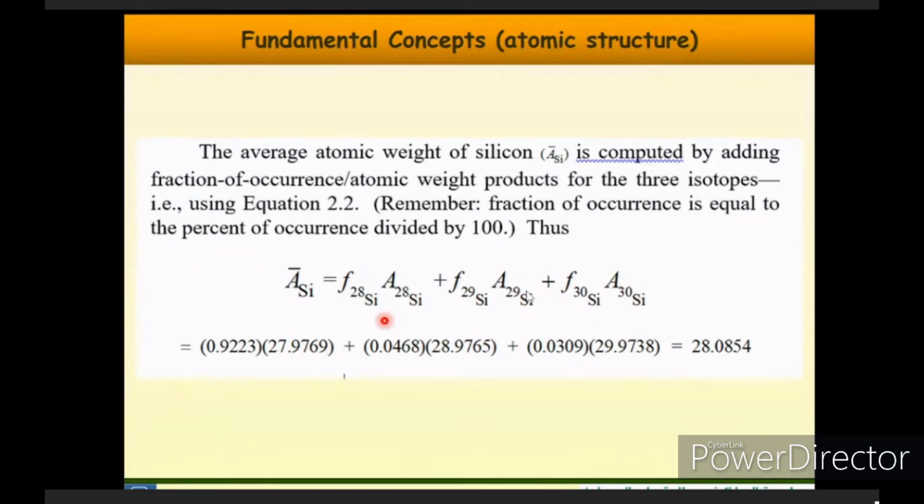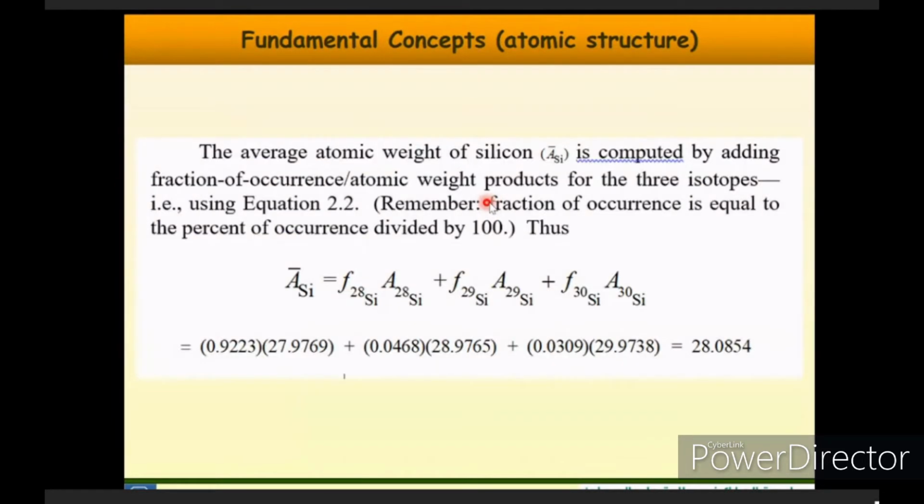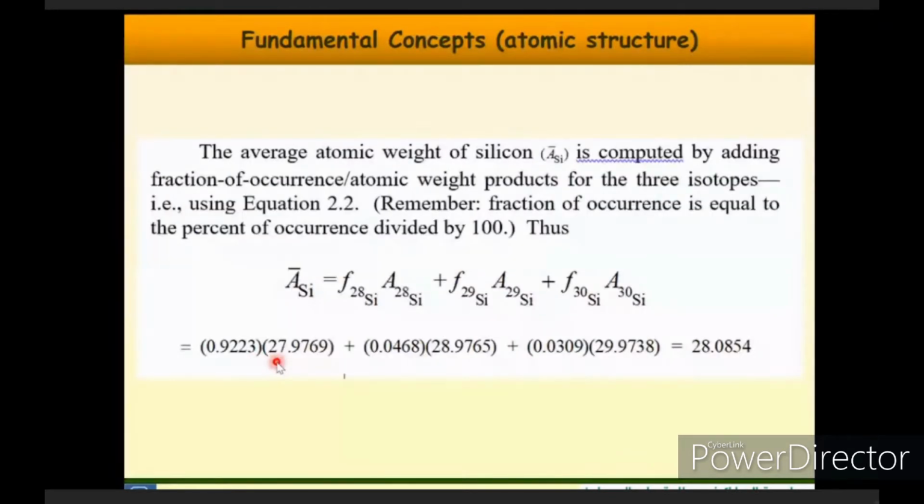And it is given in the previous question that silicon isotope 28 was 92.23%. So we just need to get rid of this percent. We need to write it in this format: 0.9223 multiplied by the atomic weight, which was given here. This is the atomic weight 27.9769. So each one, fraction multiplied by the atomic weight, and the answer which we'll get will be the average atomic weight of that particular material, which has 2, 3, 4 different types of isotopes. So this is one type of question that can be asked in the homework.